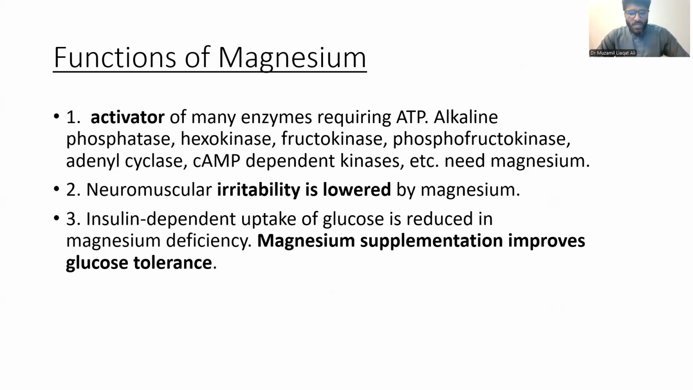Secondly, magnesium lowers neuromuscular activity or irritability. It acts as a natural calcium channel blocker, reducing the excitability of the nerves and the muscles. This is why magnesium sulfate is used to treat eclampsia, a condition characterized by seizures in pregnant women. Next, the insulin-dependent uptake of glucose is reduced in magnesium deficiency. Magnesium is required for proper insulin signaling, and magnesium supplementation improves glucose tolerance in individuals with diabetes and insulin resistance.